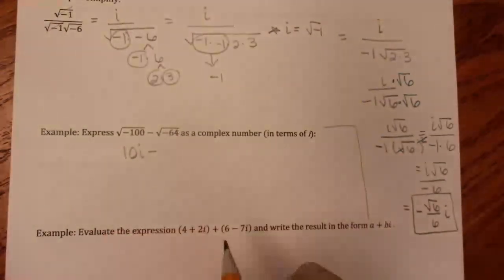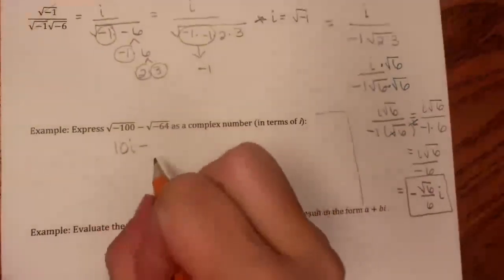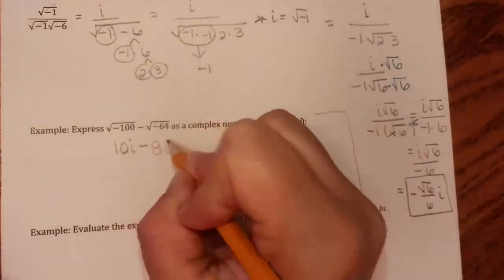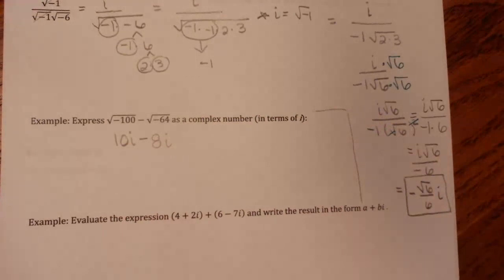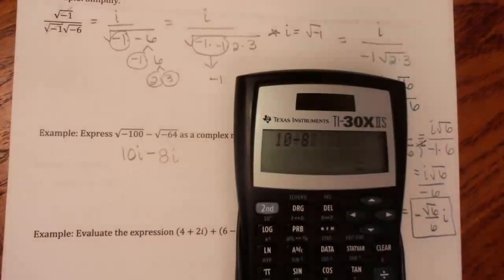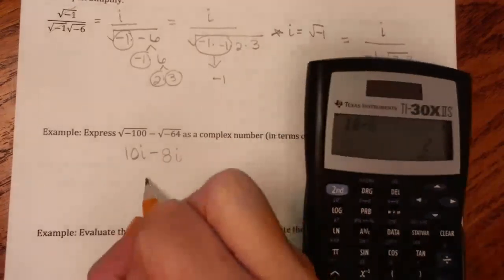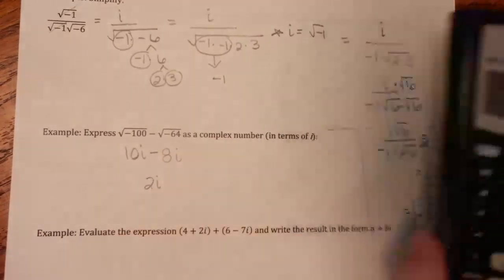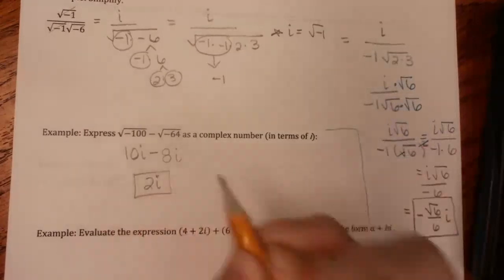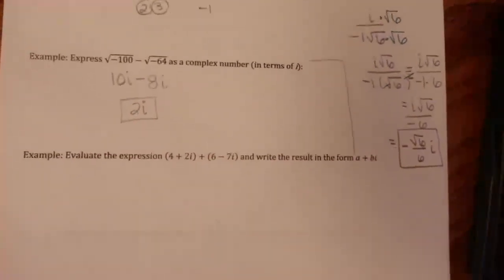Likewise, we have minus the square root of -64. The square root of 64 we know is 8. 8 times 8 is 64. The square root of that negative would give us i. So now we have 10i minus 8i. These are like terms, so I can combine like terms. 10i minus 8i, 10 minus 8 would give us 2, so 2i. It says write it in terms of i as a complex number. This is fine just like this. So 2i would be our final answer for that one.